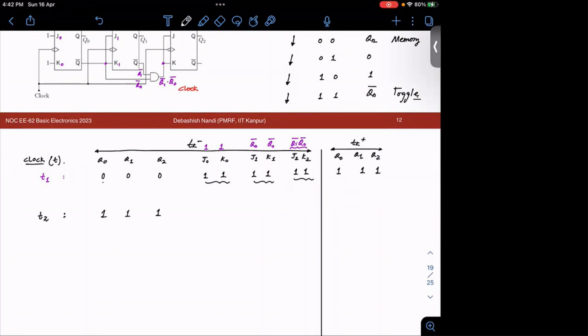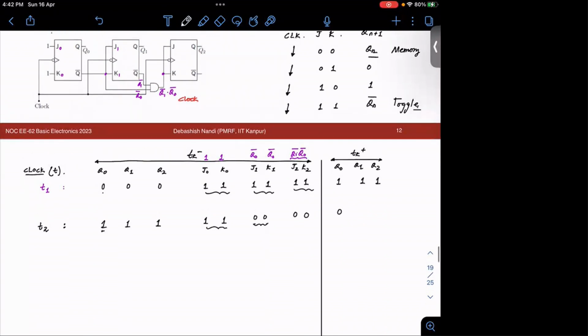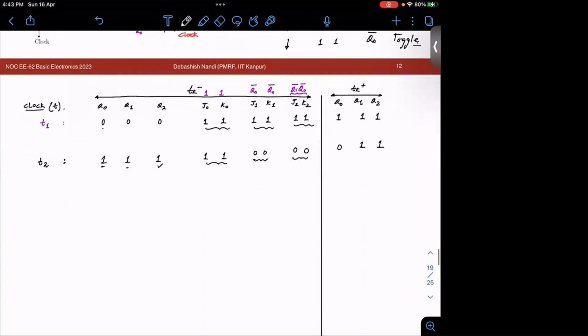And similarly, J0, K0 always 1, 1. This will be 0 because Q0 is 1. So 0, 0. And again, Q0 is 1, that means it will be 0, 0. Fine. So what is your output? This should toggle, so 1 will toggle to 0. 0, 0 is your memory state, right? So it will hold the value 1. And this is also 0, so it will hold the value 1. Fine. So again, T3, let us calculate 0, 1, 1.